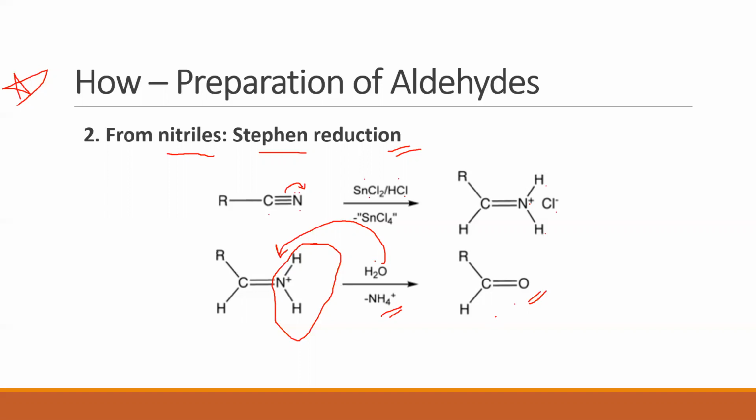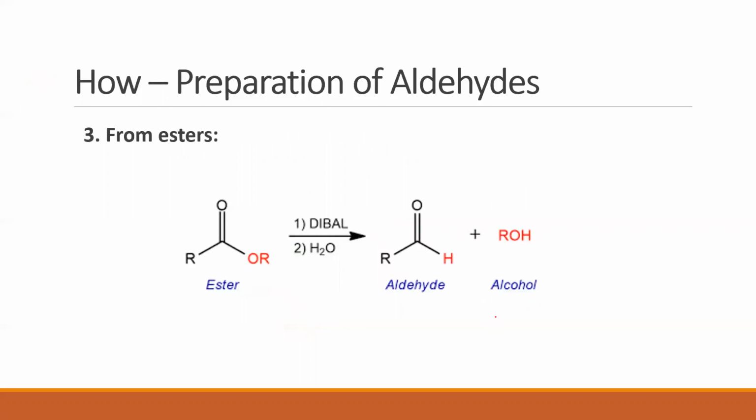Clear? All right. We look at the third method, starting from an ester. Now, what is an ester? An ester is a compound which contains a COOR functionality which is attached to an R group. Clear? So an ester has a general formula RCOOR'. If this R is different, then I'll just name it as R dash.